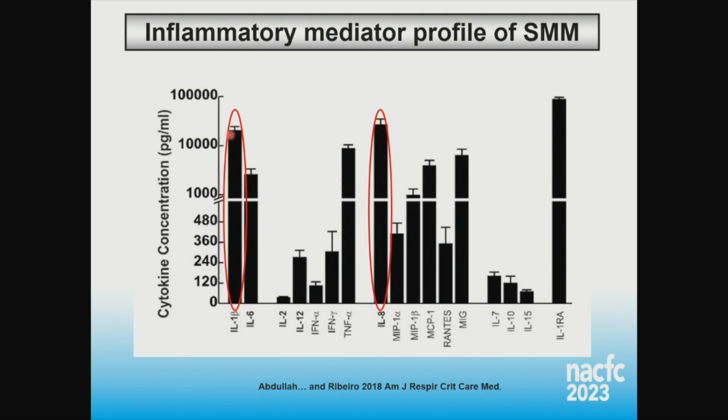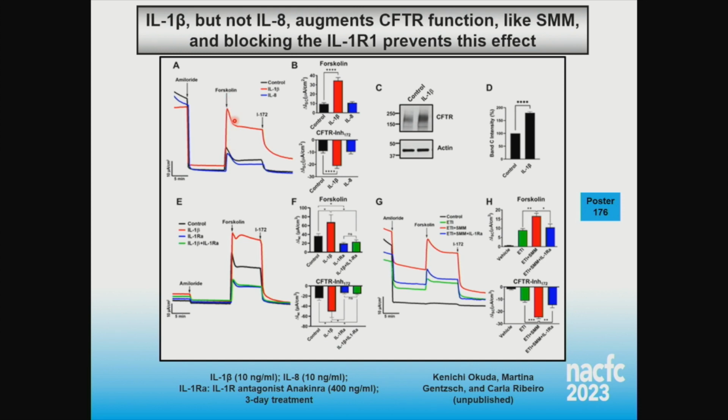And of course, it's a typical Th1 profile. And what we found is that from all the cytokines, IL-8 and IL-1 beta were the highest. So we used these two cytokines in lieu of SMM. And only interleukin-1 beta, but not interleukin-8, was able to stimulate CFTR function, as shown here again by maximal CFTR response or by the inhibitory effect of the 172 inhibitor.